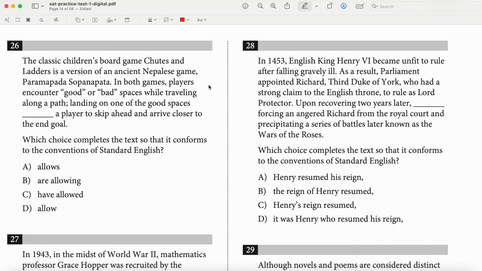That's right. The players are busy encountering the good and bad spaces. We've already got a verb for players. But we need to find the subject for the allowing. Who or what, and it's going to be in the second half after the semicolon. Who or what is allowing a player to skip ahead and arrive closer to the end goal? Landing on one of the good spaces. That's your subject. You could also say just the landing.